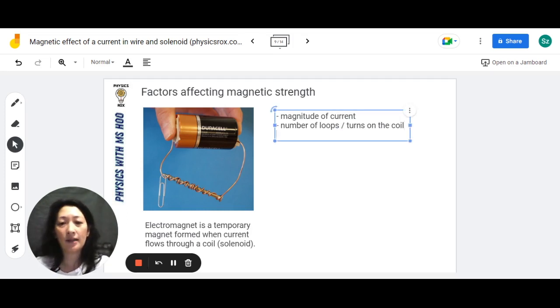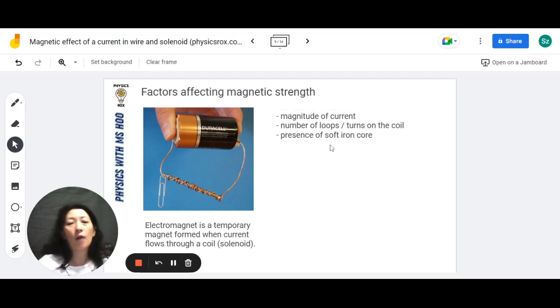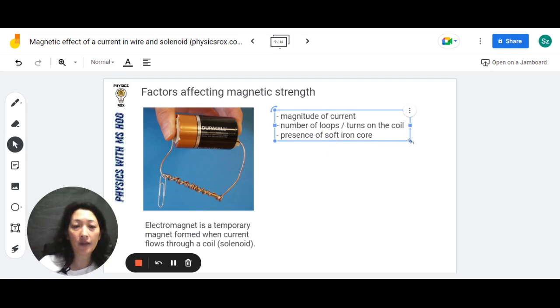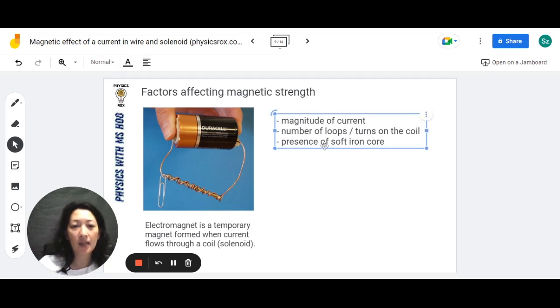One more factor is the presence of a soft iron core. Now, what we mean by a soft iron core here, the term soft does not refer to texture, like plasticine. No. Soft in this case refers to the electromagnetic property of iron. Soft iron here refers to the ease of iron gaining and losing magnetism.